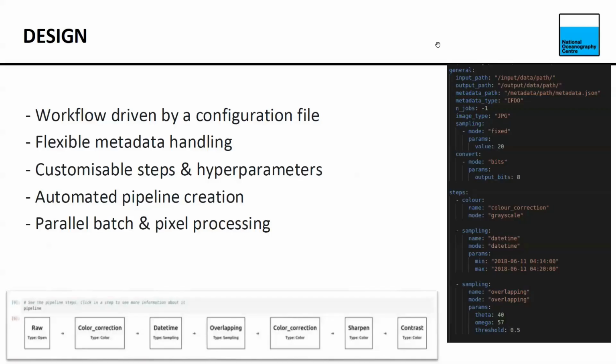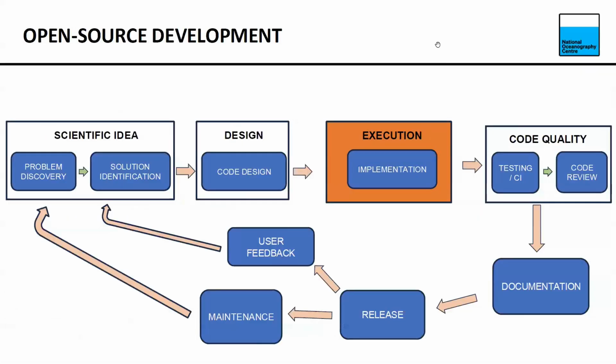And for the pipeline layer to integrate everything together, we designed the package to work driven by a configuration file, where you set inputs, output path, metadata path, and all the preprocessing steps and hyperparameters. And when you have all that information, the package will create the pipeline automatically, and the package would be able to deal with parallel batch and pixel processing. So now I have the design. Now comes the difficult part, which is the implementation.